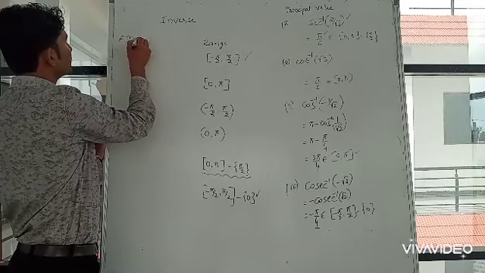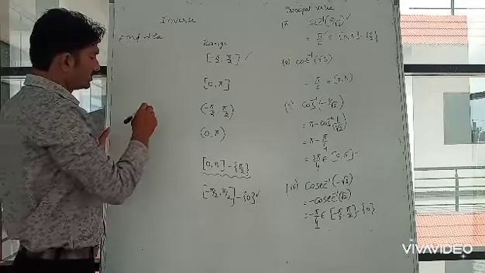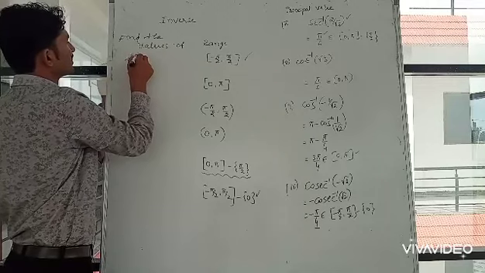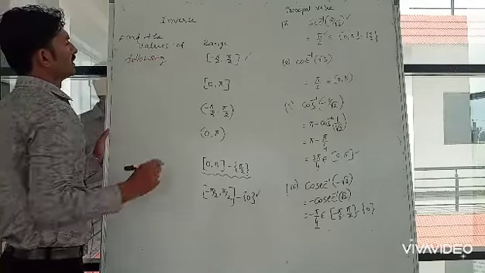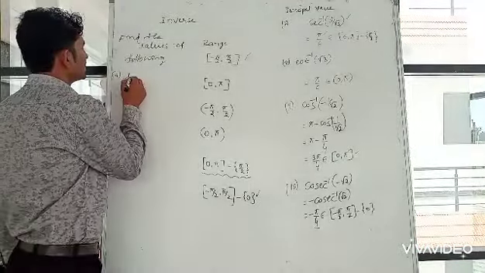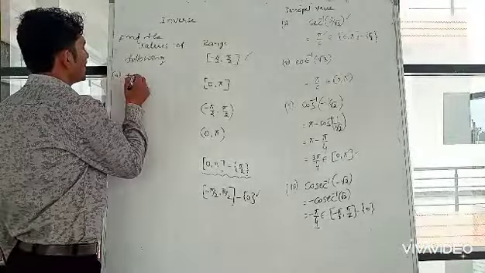Find the values of the following. So example number 11 we will consider: tan inverse of 1 plus cos inverse of minus 1 by 2 plus sin inverse of minus 1 by 2. We will simplify by using table values.